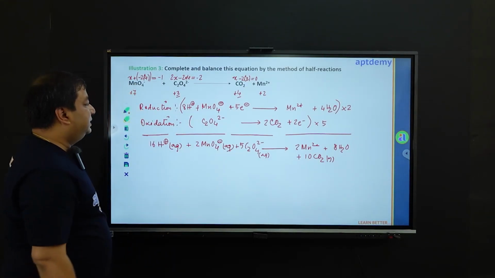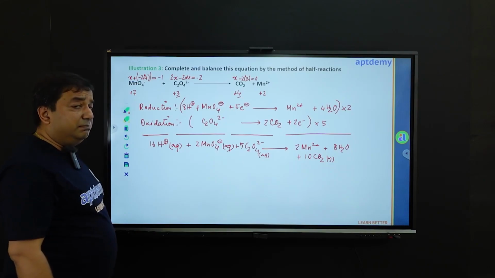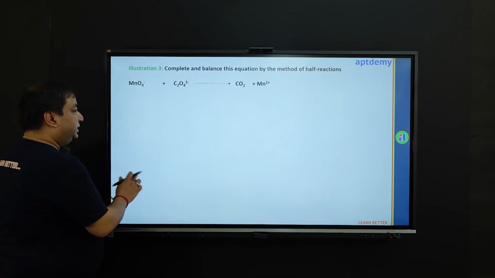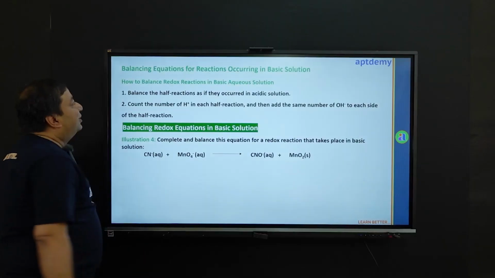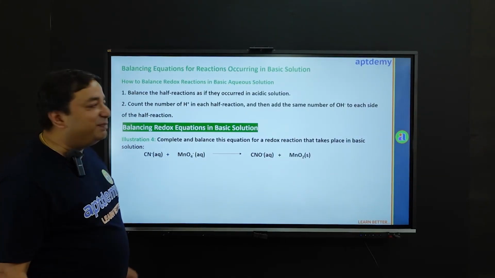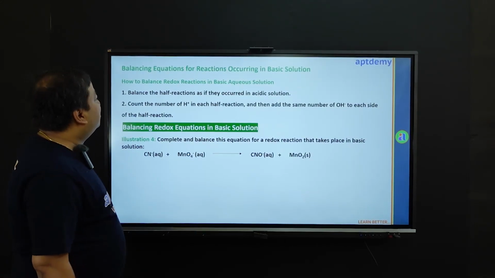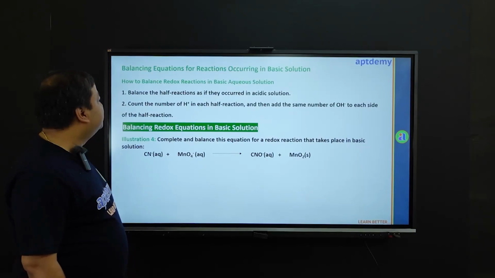So now we can say that the equation is mass balanced and also charge balanced. Okay, let us go to the next slide. In this slide we learn about balancing equations for reactions occurring in basic solution. How to balance redox reactions in basic solution?